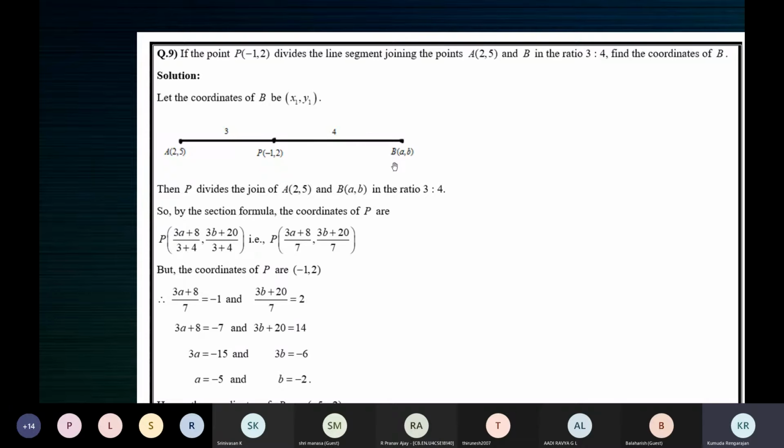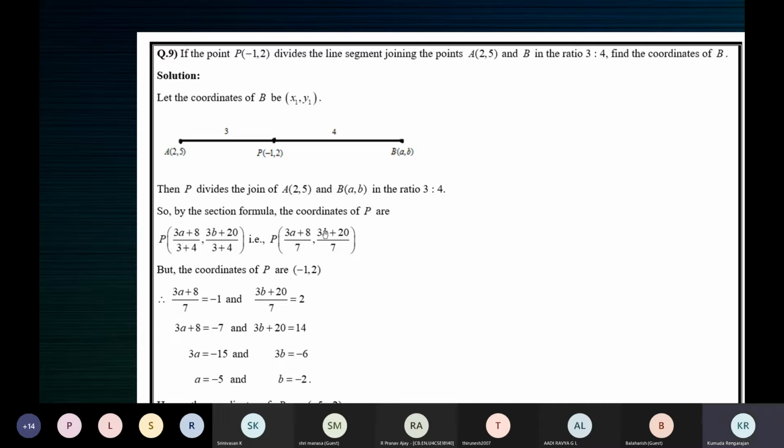See children, we are using the section formula. You can use the section formula to find the x coordinate and the y coordinate of the point of division. You can use the section formula to find the ratio. And here you're using the section formula to find the coordinates of B. So let the coordinates of B be a, b. Let P divide the join of A and B in the ratio 3:4.